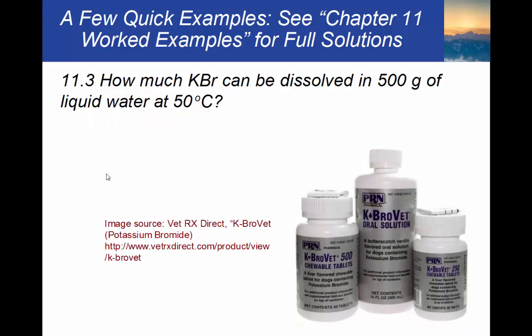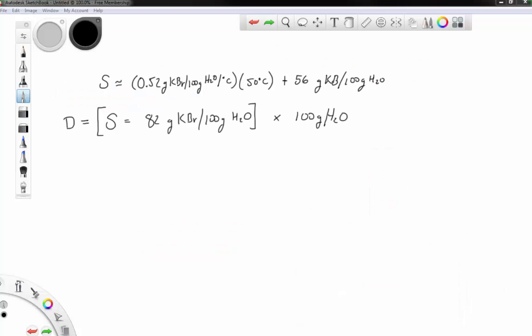All right, what changes if we ask how much of this can be dissolved in 500 grams of liquid water at 50 degrees Celsius? Well, basically what changes here is that instead of having 100 grams here, we would have 500 grams here. Everything else so far is still valid if we change the mass of the water that is being dissolved in.